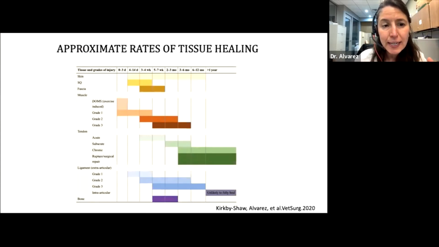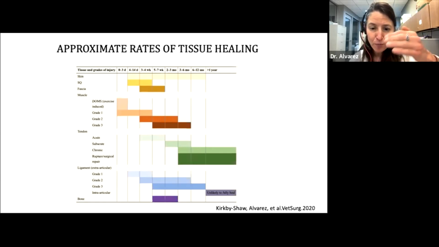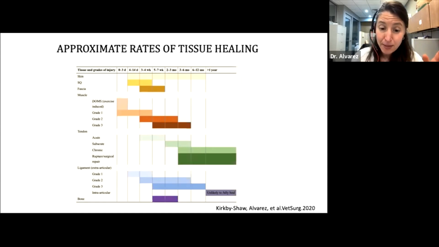So again, for skin, in that first few days to 14 days, you're going to regain the majority of your strength and recovery, but it can take up to a full 12 months even if there's scar formation in there. And then when you're talking about fascia, which is really what you compromise in a TPLO, remember you raise that pes anserinus in order to access the tibia. That fascia is going to take anywhere from 3 weeks to 7 weeks to heal. So you have to keep that in mind when you're rehabbing the patient.